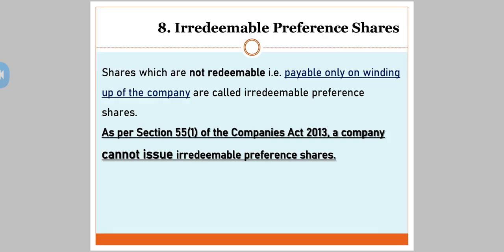That means if a company issues shares under preference shares, the company has to pay the amount after a certain period of time, or else the company can get those shares converted into equity shares. But the company cannot keep irredeemable preference shares. So these are the 8 kinds of preference shares.